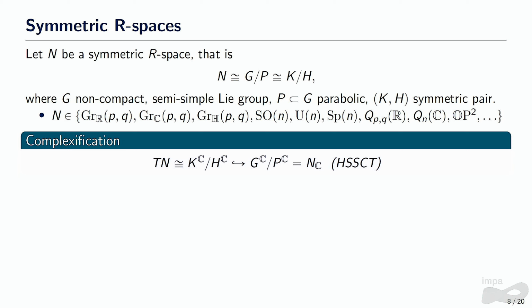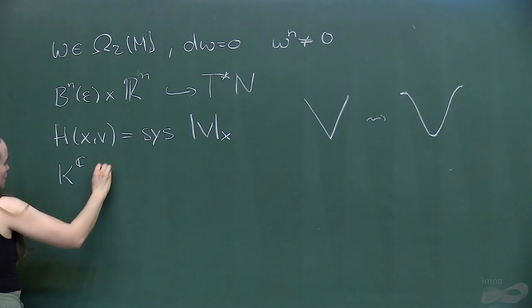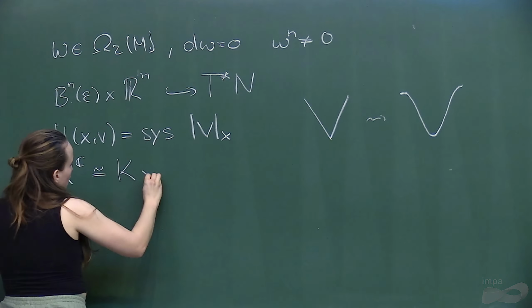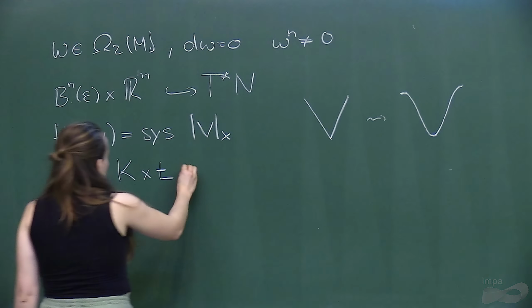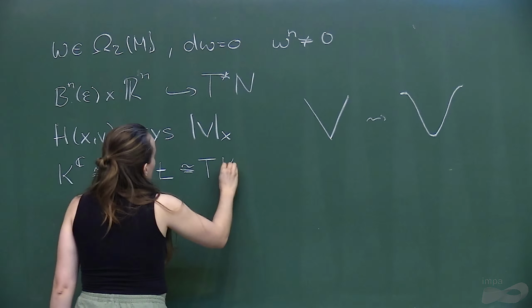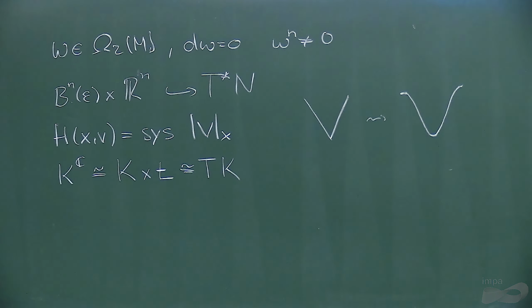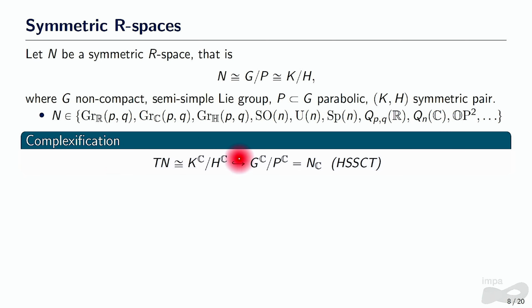You complexify a compact Lie group, and you can show that the complexification of a compact Lie group is, let's say, diffeomorphic to the product K times the Lie algebra of K, which in turn can be identified with the tangent bundle of K. And this induces the fact that as a KC orbit that is included in the GC orbit, we get a copy of the tangent bundle inside of this Hermitian symmetric space.